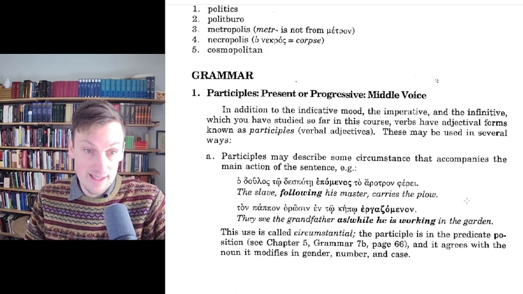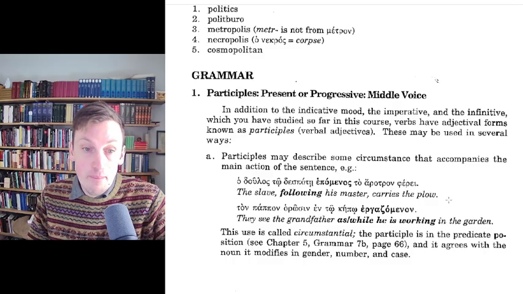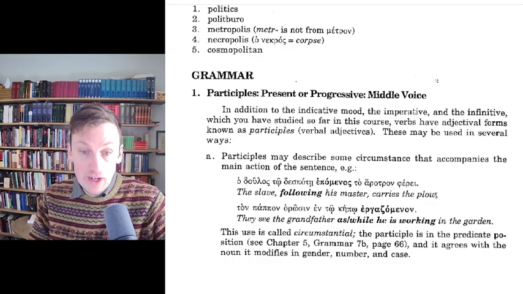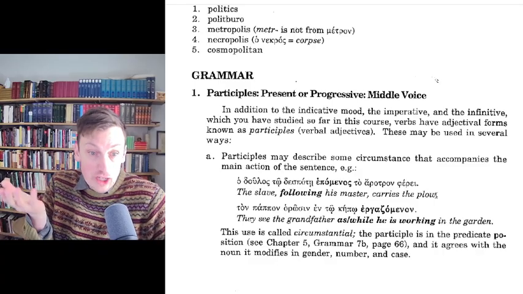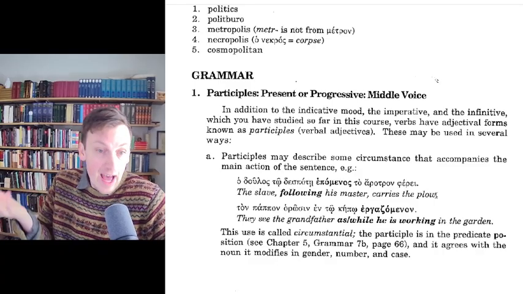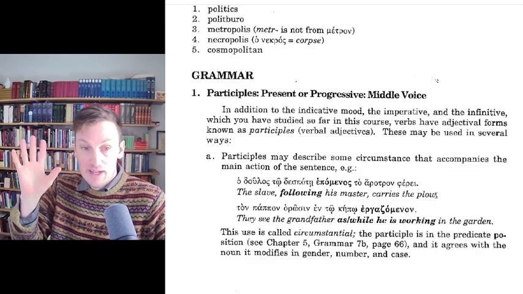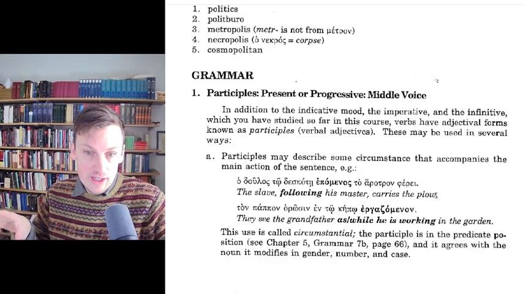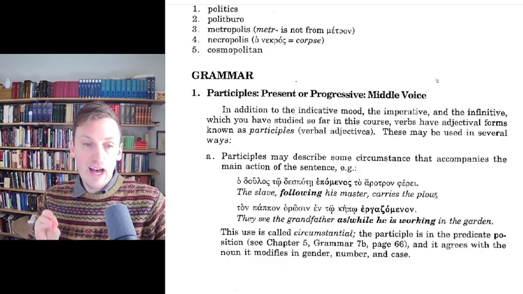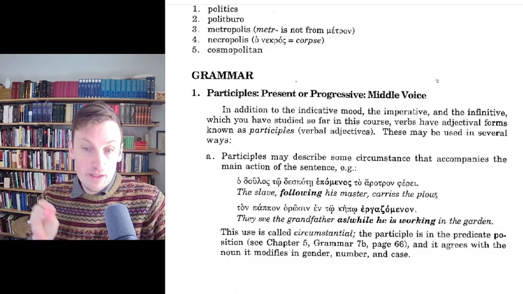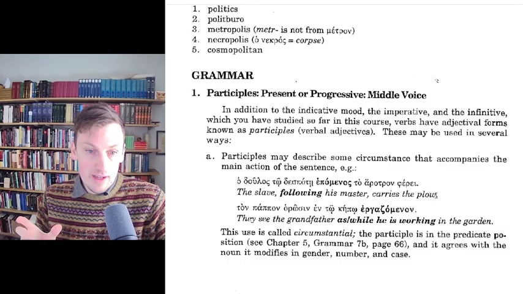That's the main sentence. That's the subject, the verb, and the object. But there's a participle thrown in here telling you some more information about the slave, which is what adjectives do, right? We could have it be the happy slave, the unhappy slave, the miserable slave, right? Instead of being one of those adjectives, it is a verbal adjective. Instead of being happy or miserable, we have a verbal adjective from the verb to follow, epomenos.